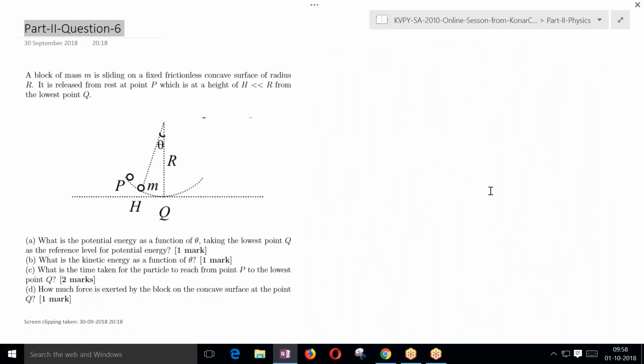Here the question is: a block of mass m is sliding on a fixed frictionless concave surface of radius r. It is released from rest at the point P, which is at a height h, and h is much less than r, the radius of curvature, from the lowest point Q. Now let us draw this diagram a little more clearly.